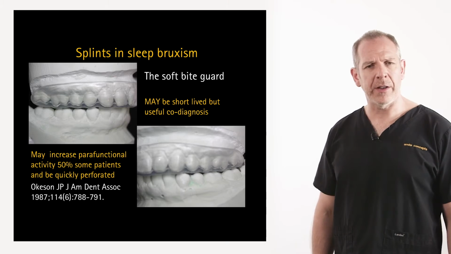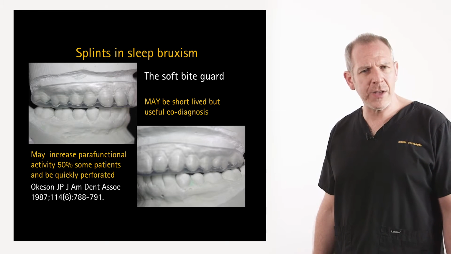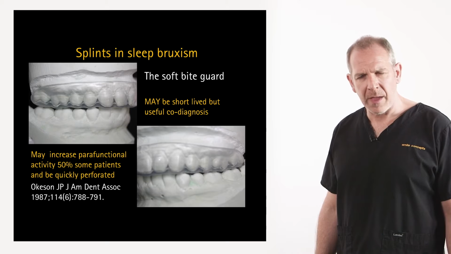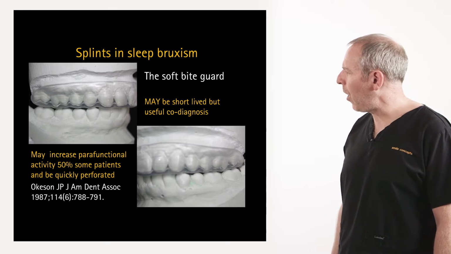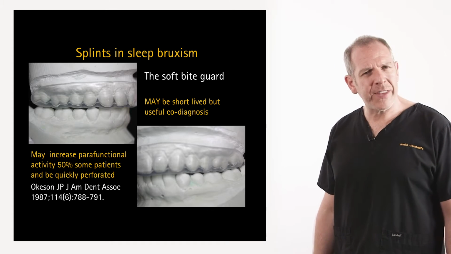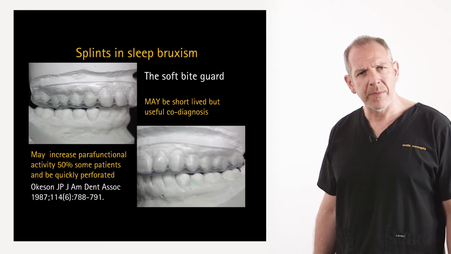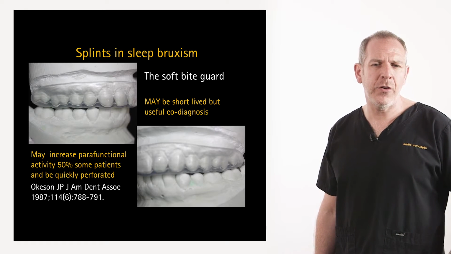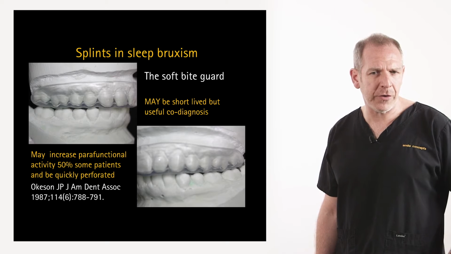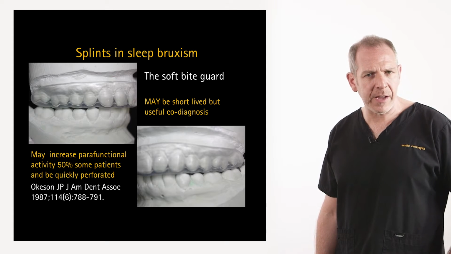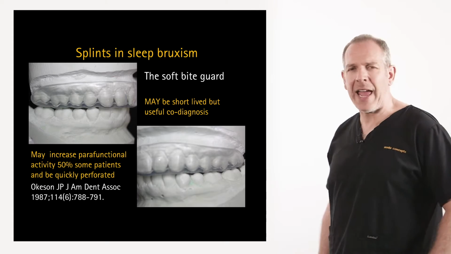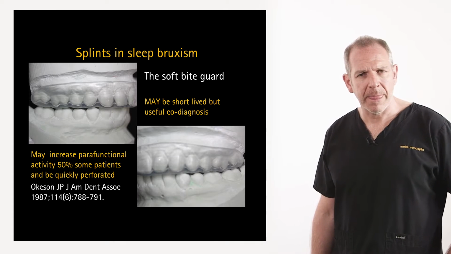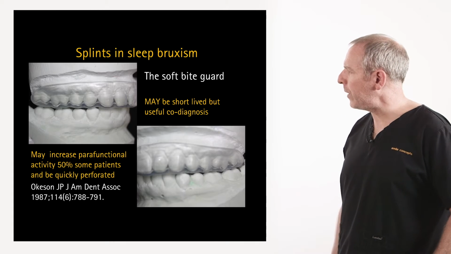So the soft bite guard, I think, is a very useful splint to use. And the soft bite guard is essentially a protective shock absorber. So if you have a patient who has parafunction or stress clenching, then this will actually protect the teeth from wear. So it's a very useful splint for that.